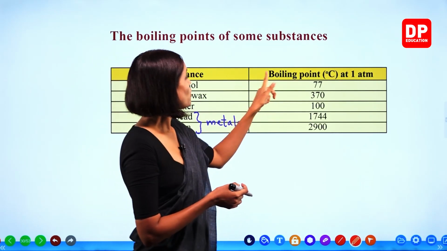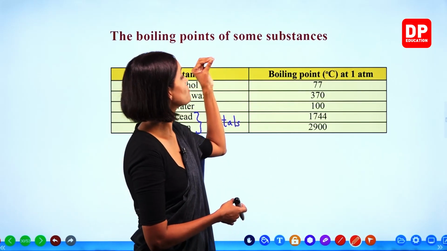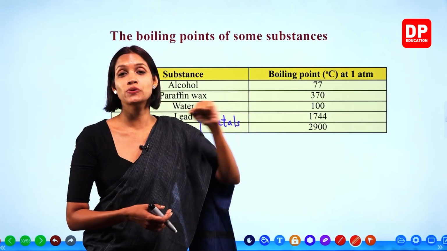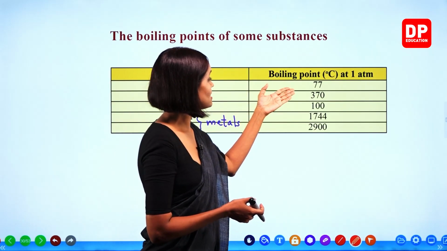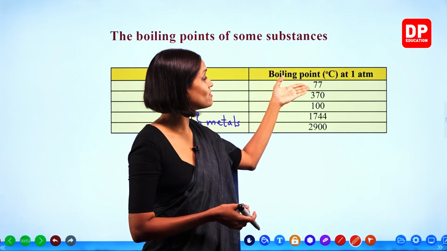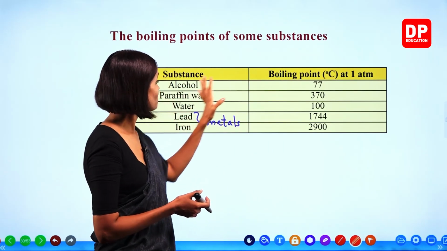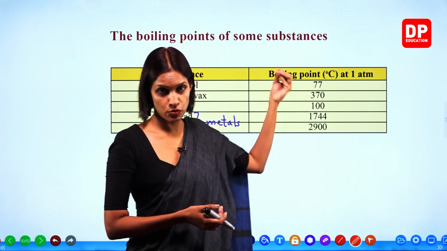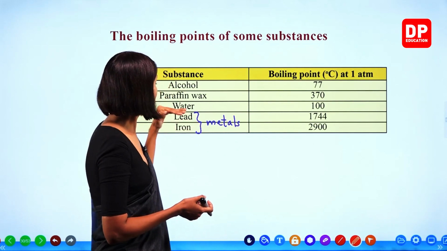So alcohol, boiling point is 77 degrees Celsius, which means when we provide the temperature of 77 degrees Celsius, alcohol starts to boil or it starts to convert to its gas. Boiling point of paraffin wax is 370 degrees Celsius. So paraffin wax, when we heat up to 370 degrees Celsius, it's converted to its gaseous state. Water, we discussed this one. When we provide the temperature of 100 degrees Celsius, it starts boiling and convert to its vapor.